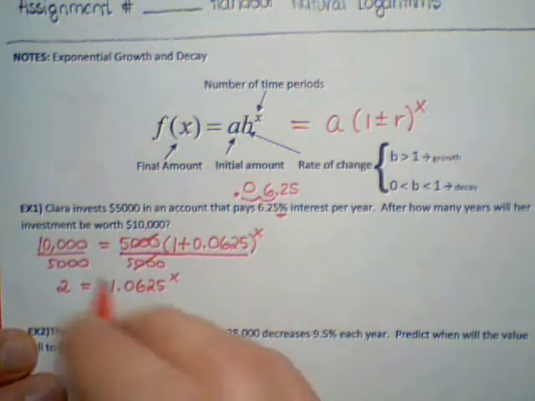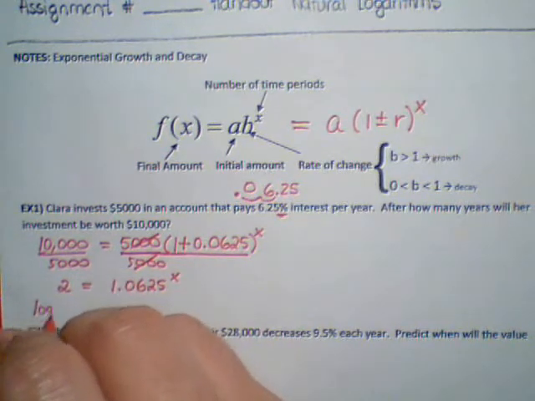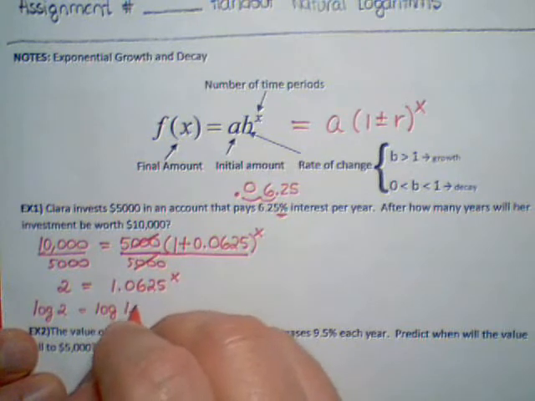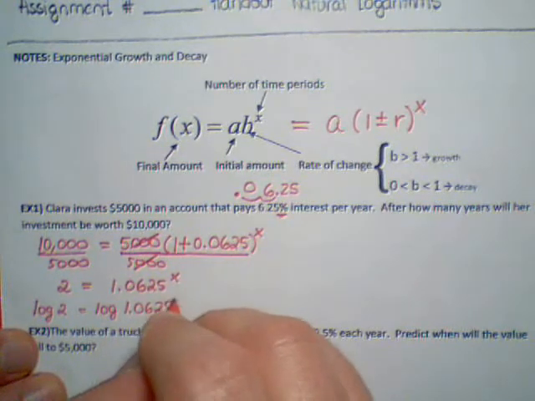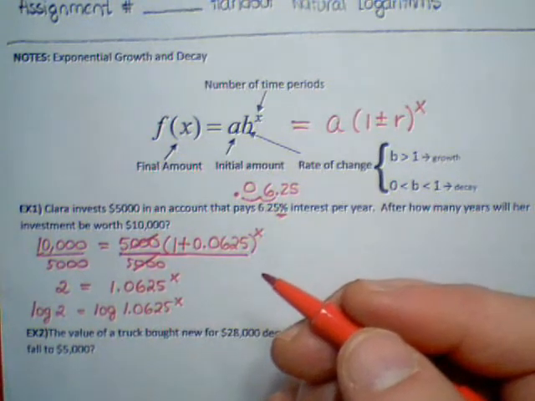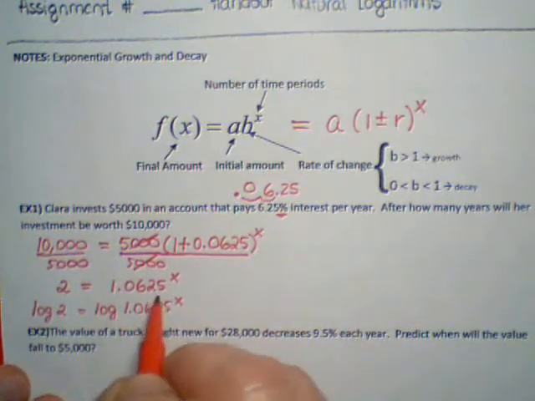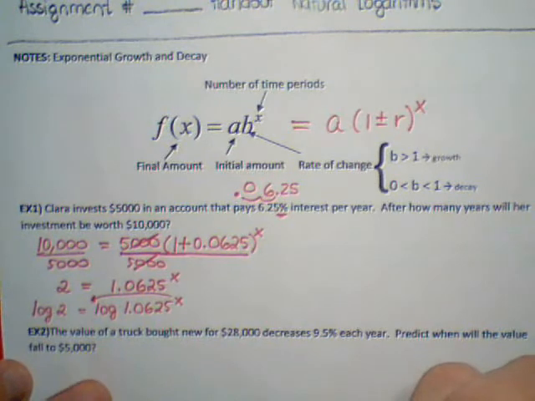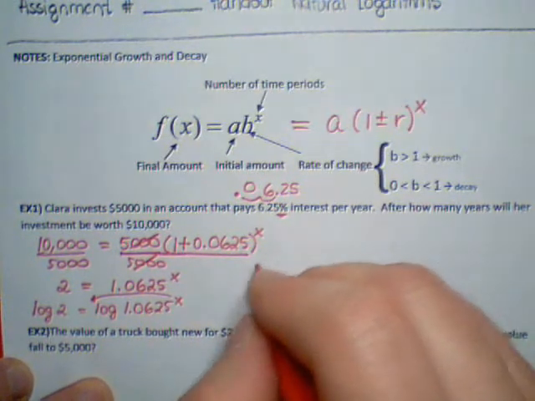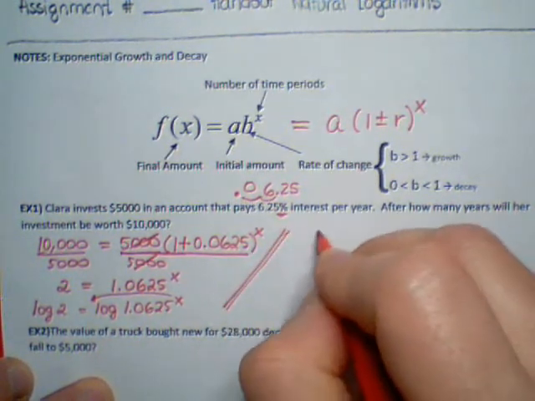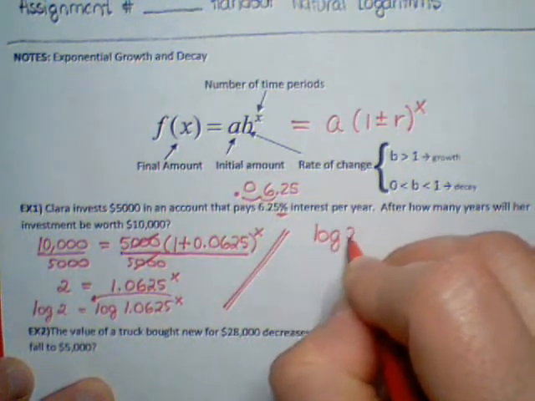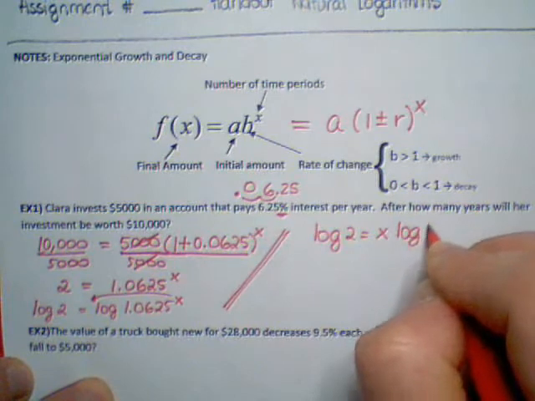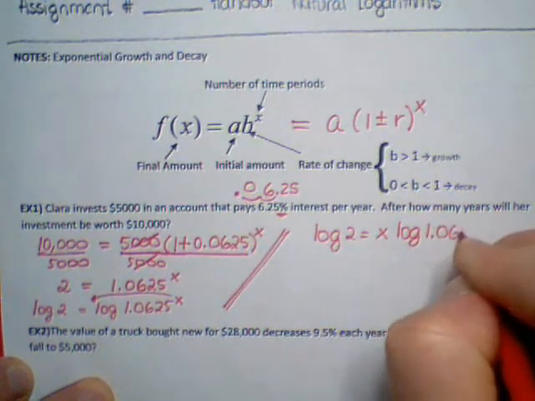Now how do we get the x down? Well, we're going to take the log on both sides of the equation. And if you remember, once we have logs, we can take this x over here and move it to the front, because that's one of the properties of logs. So I'm going to write over here, log of 2 equals x log of 1.0625.